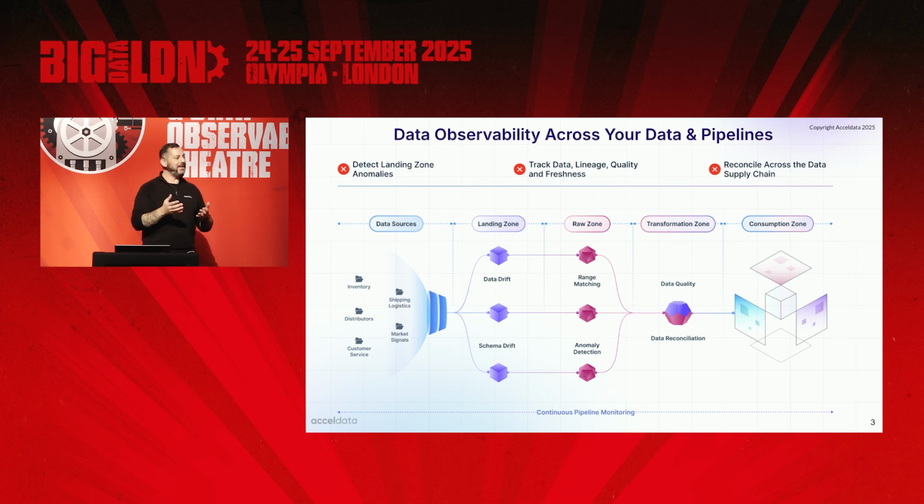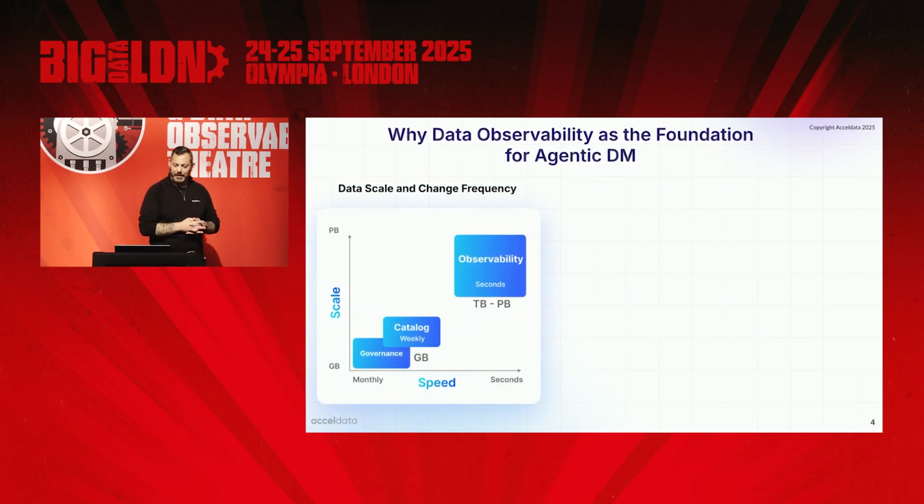It will only make it easier to provide quality, highly reliable, highly trustable data to your AI interfaces, to your Power BI, your BI reports, your machine learning models. So we level set because data observability is the foundation for agentic data management.